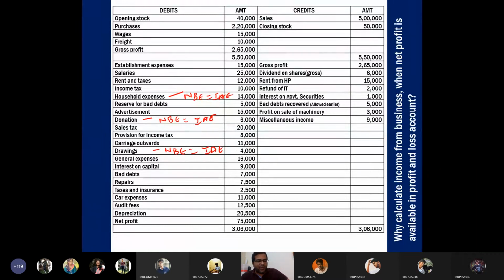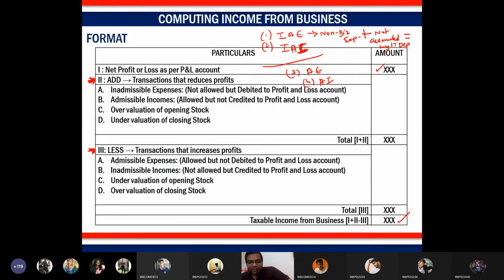So what is your job? Your job is to identify inadmissible expenses. And that's one thing. Second, you should also know, where do I locate inadmissible expenses? Where do I find them? If you learn these two things, things will become quite easier when we do numerical problems. First, what do you mean by inadmissible expense? Second, where do I find it? The answer is the debit side of the P&L account.